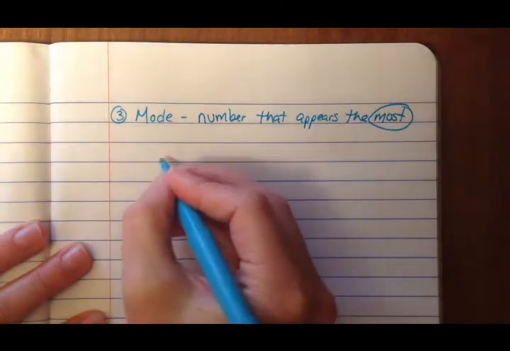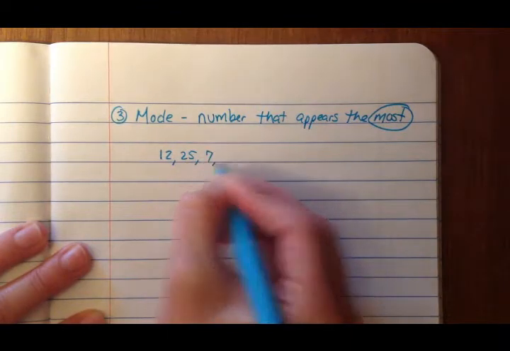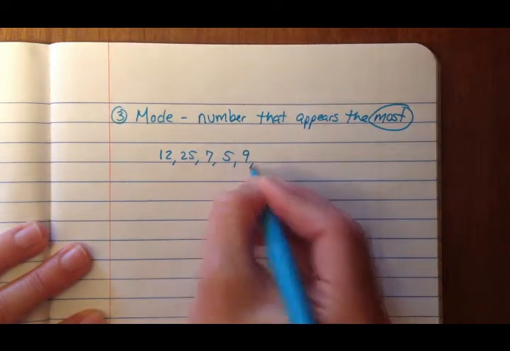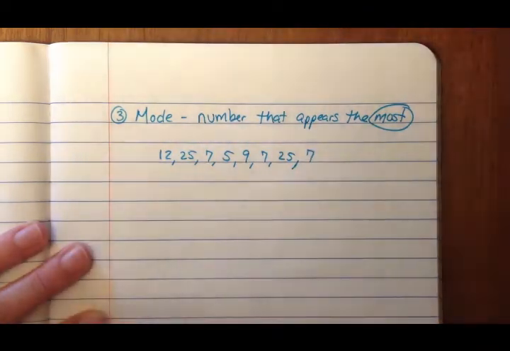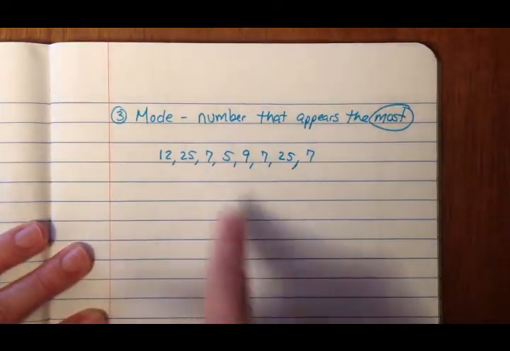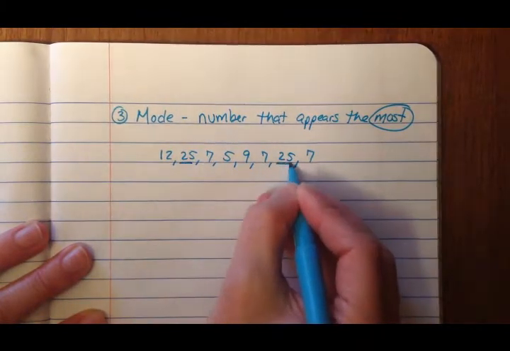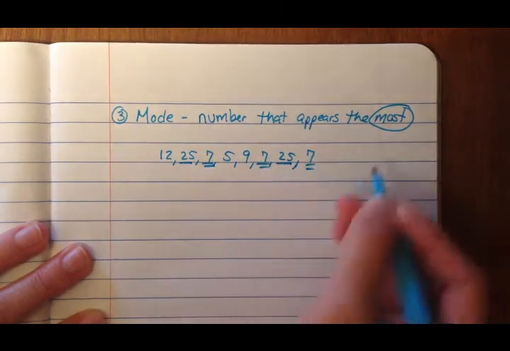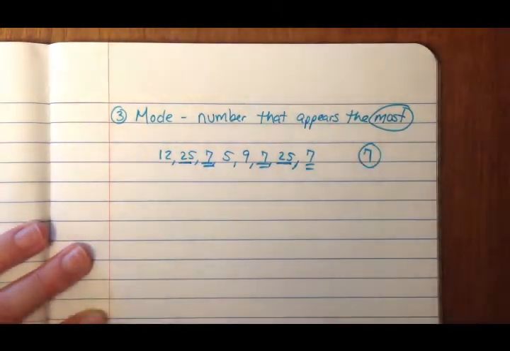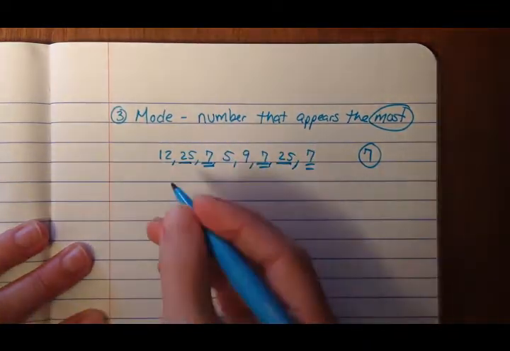And so if we have a set of data, 12, 25, 7, 5, 9, 7, 25, 7, we want to be looking for the numbers that occur more than once, or that occur most often. So notice we've got 2 25s, but look at the 7s. We've got 3 of them. And so the mode here would be 7. It's just the number that appears the most. 7 happens more often than any other number here.